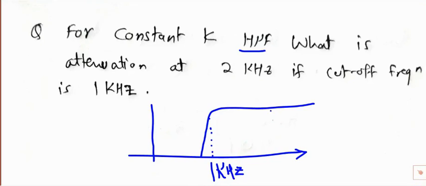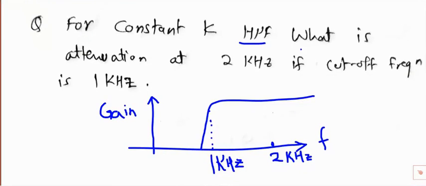Now 2 kilohertz, somewhere here. X-axis is frequency, y-axis is gain. So what is attenuation? Whether you have understood the concept? Zero is the answer. Very good. So within 10 seconds, you should be able to answer.